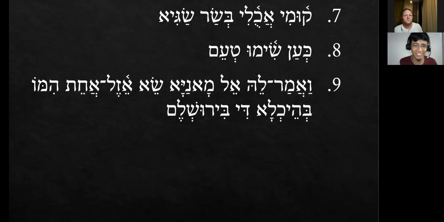Oh my goodness. What's this say? Ezel Akhet. Oh no, I forgot this. I don't know these words either. Va'amarle el manaya se ezel achet imo behichla b'Yerushalem, in the temple which is in Jerusalem. Ezel is to walk. Akhet. Walk with. Is this walk himo?